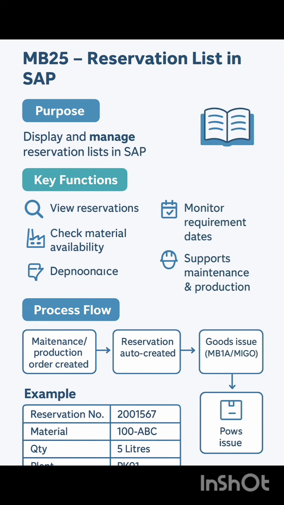In process flow, you create maintenance or production orders, then reservations are created on auto and goods issuance is done through MB1A or MIGO. Then you can use this transaction to check the list of reservations in the system. For example, you have reservation 2001567, material is 100 ABC.